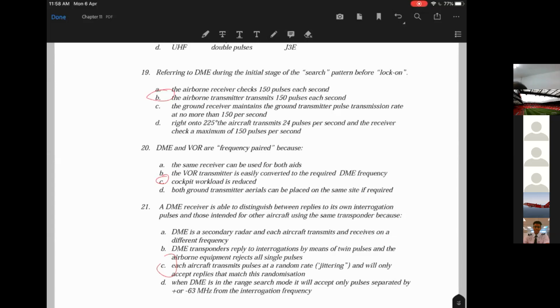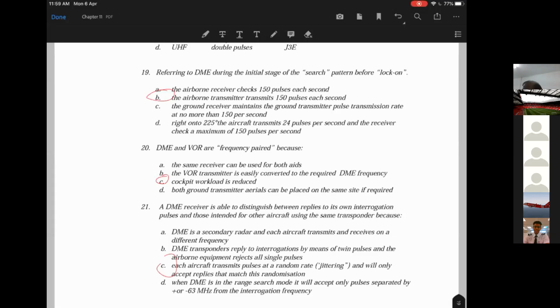DME and VOR are frequency paired because, the answer is Charlie, cockpit workload is reduced. Okay, very good. Absolutely correct. A DME receiver is able to distinguish between replies to its own interrogation pulses and those intended for other aircraft using the same transponder because, Charlie, each aircraft transmits pulses at a random rate. The answer is given there itself. Okay, fine.